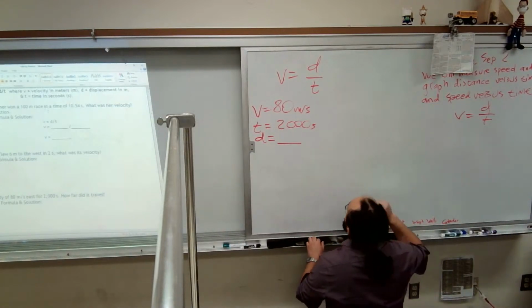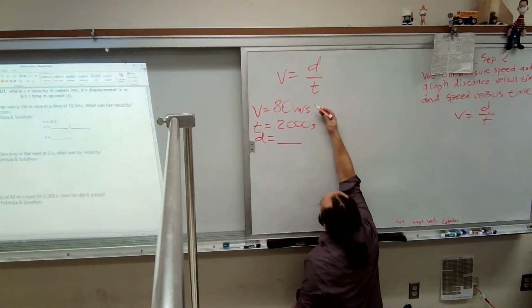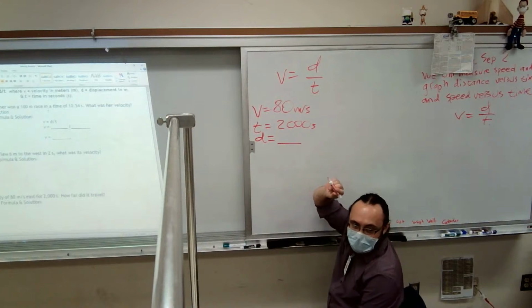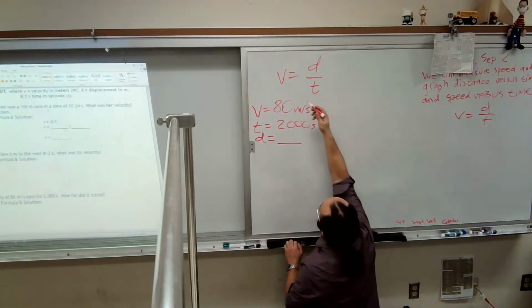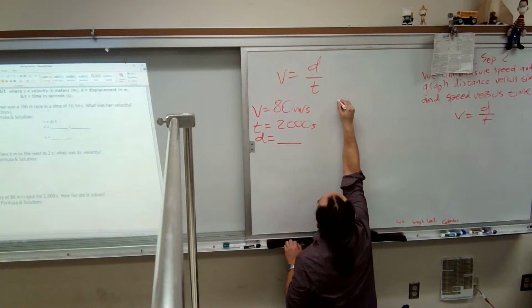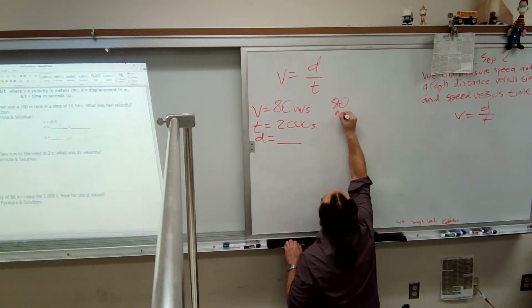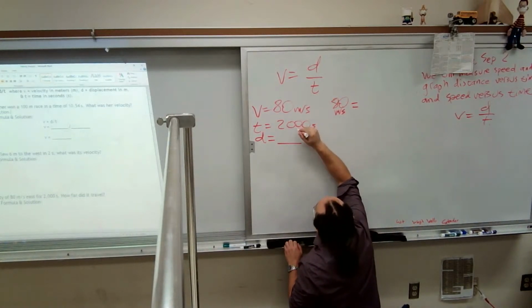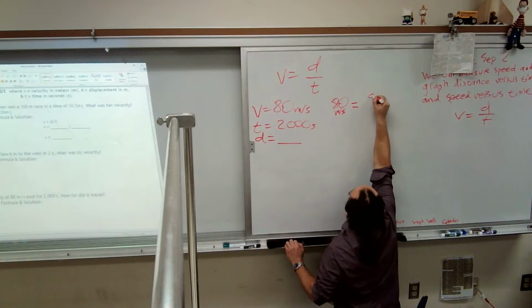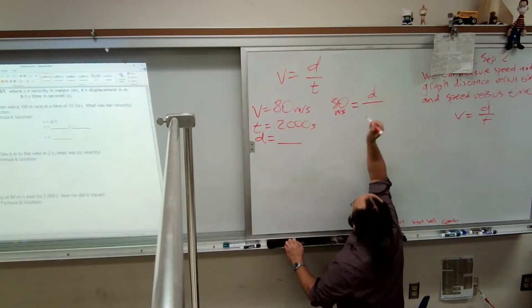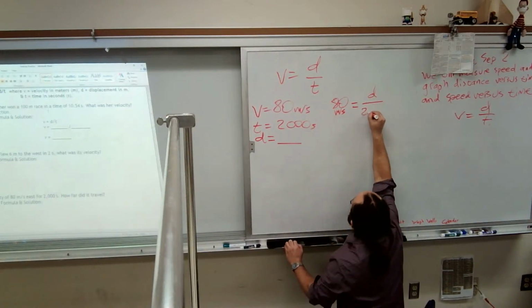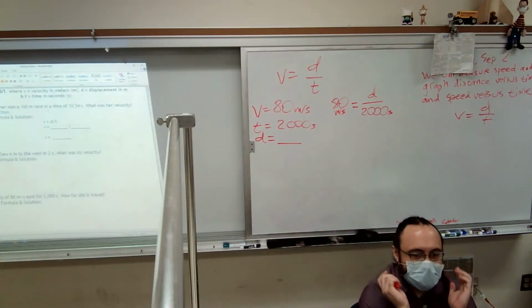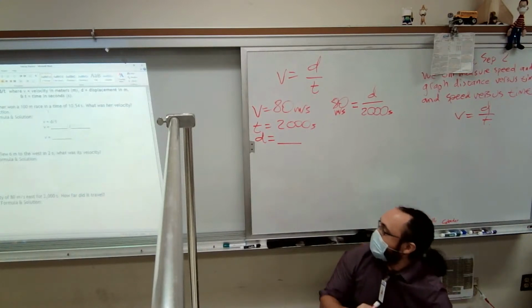All right. I'm going to sit down so I'm out of your way here. And feel free to stop me if you have any questions. It might help the people there; they might have the same question. So my velocity is 80 meters per second equals, my distance is, we don't know, so I just write distance. And my time is 2,000 seconds.